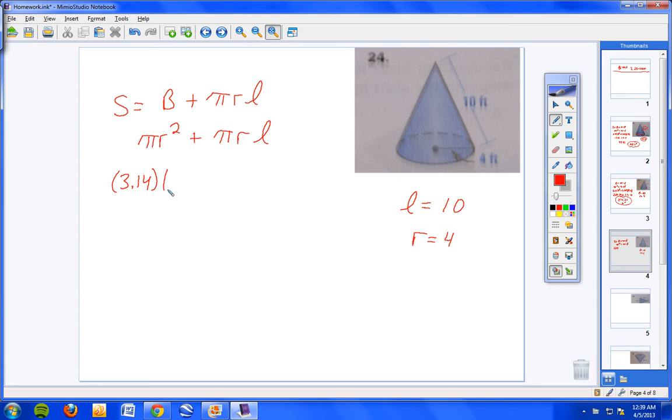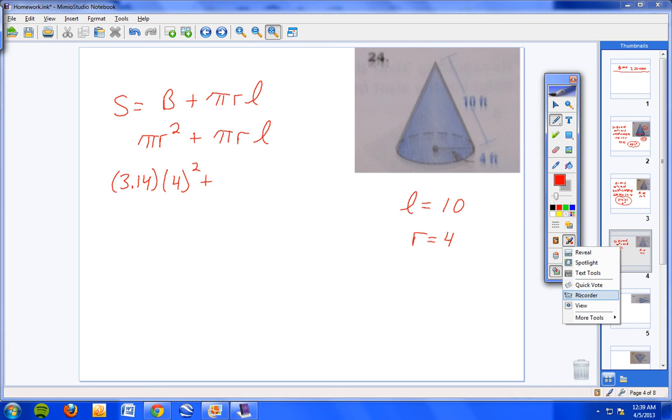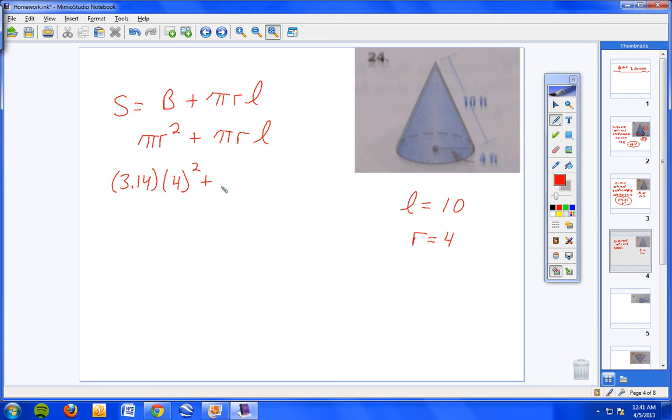For pi, I'll put 3.14. For radius, it would be a 4. For pi, it would be 3.14. So we'll come over here, and for pi, we'll put 3.14. And for the radius, we'll put 4. And for the slant height, we'll put 10. All right, let's go ahead and multiply this set of numbers right here together. 3.14 times 4 squared would give us 50.24.